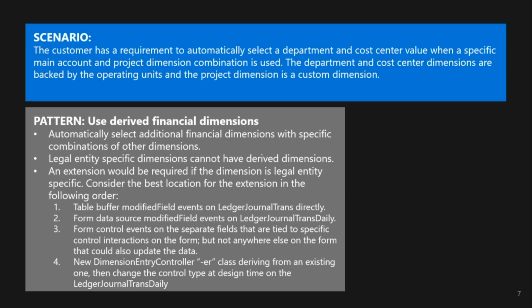So I guess legal entity specific would be, in this scenario, we're doing a project dimension and it's a custom dimension. But if I was using the project module and I wanted to do an entity-backed dimension for the project, that would be legal entity specific. So I think you're saying that I couldn't use a derived financial dimension in that situation. Is that right? Right. That's where using a customization to the forms that you want this behavior on would make sense. Okay.